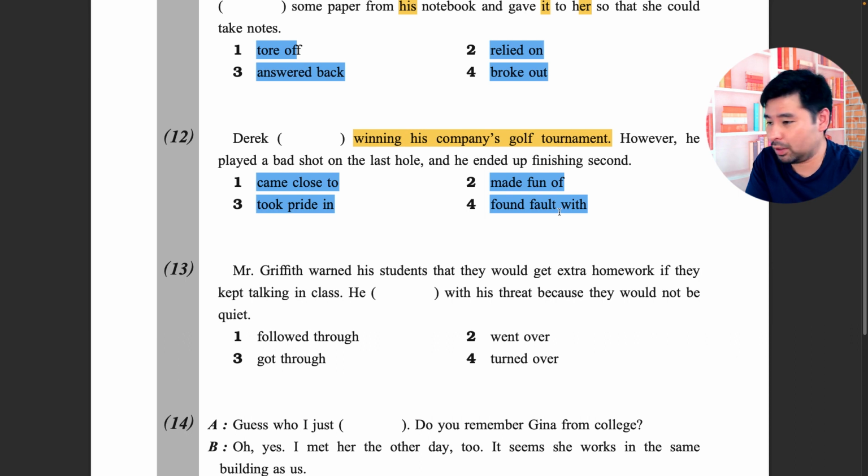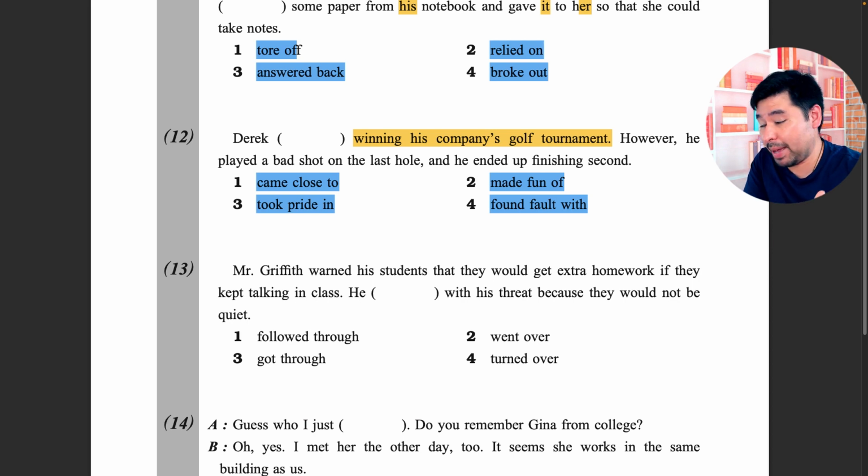Found fault with. I'm going to give you a little explanation: it means to criticize. It's a phrase that means to criticize or point out flaws or shortcomings in something or someone. When someone finds fault with something, they are usually identifying something that they believe is wrong or inadequate. So if you found fault with it, it means you found some problem in the situation. Anyway, so this is 12.